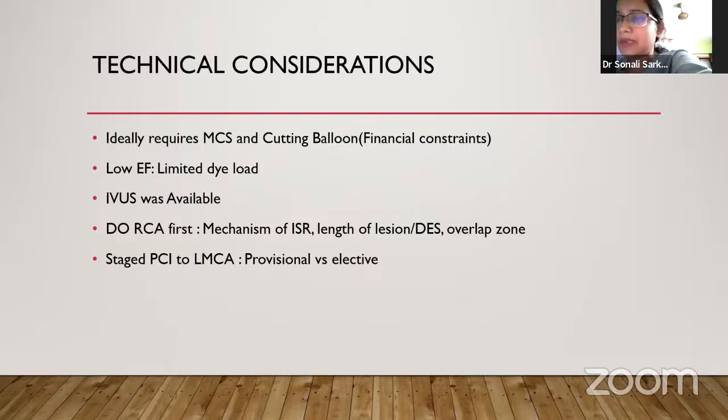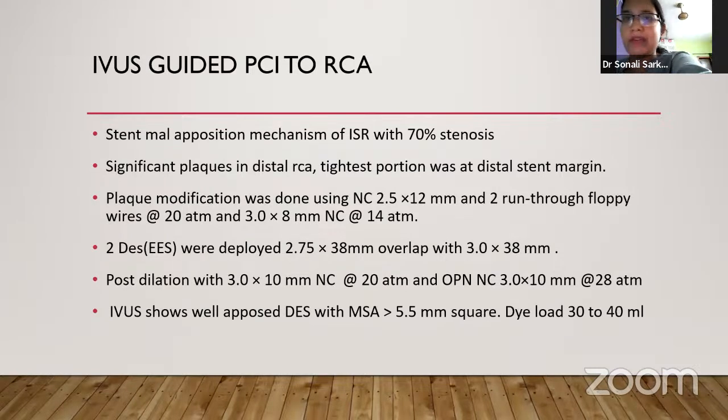And we planned to do the RCA first. We wanted to go in with an IVUS and look into the mechanism of the ISR, what was the entire length of the lesion, what would be the length of the DES if we use, and ideally what should be the overlap zone, because we already have a metal layer in the RCA. So we didn't want to have 3 metal layers in the RCA. And then the plan for a staged PCI to left main, and provisional versus elective strategy to be decided later on. So in IVUS guided PCI to RCA, we came to know that stent malapposition was the mechanism with 70% ISR.